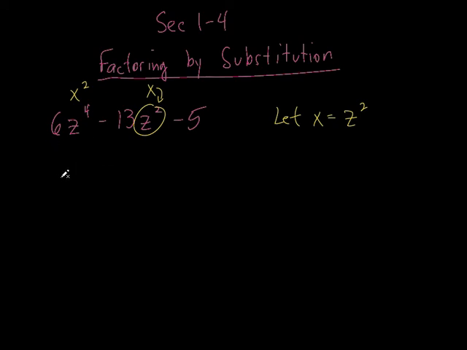So watch what this is going to be. This is going to be 6. Now, if x is z squared, what do you think z to the 4th is going to be? It's going to be x squared. You see that? Minus 13. Instead of z squared, what do we replace z squared with? An x. And then minus 5. Now look at this. Doesn't this look a little bit better than trying to factor this thing with a 4th power? I think it does. It looks pretty familiar.